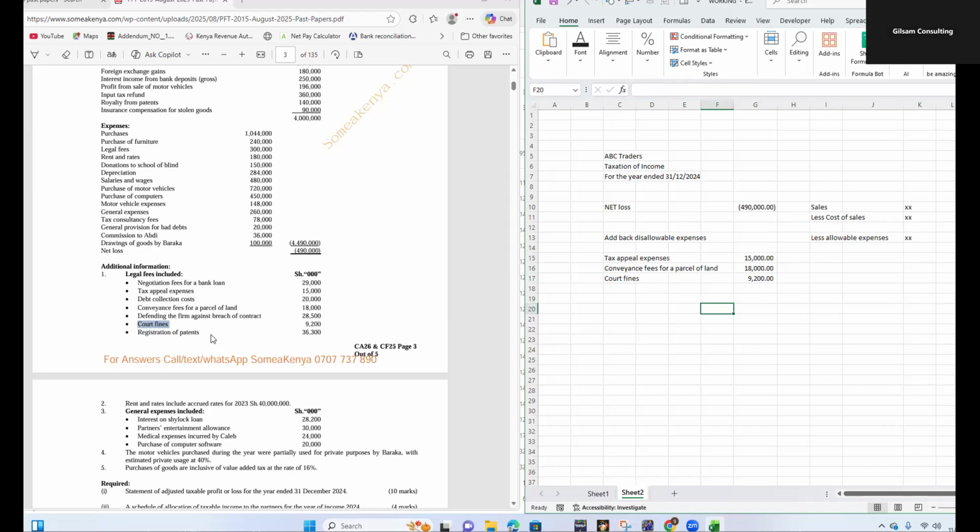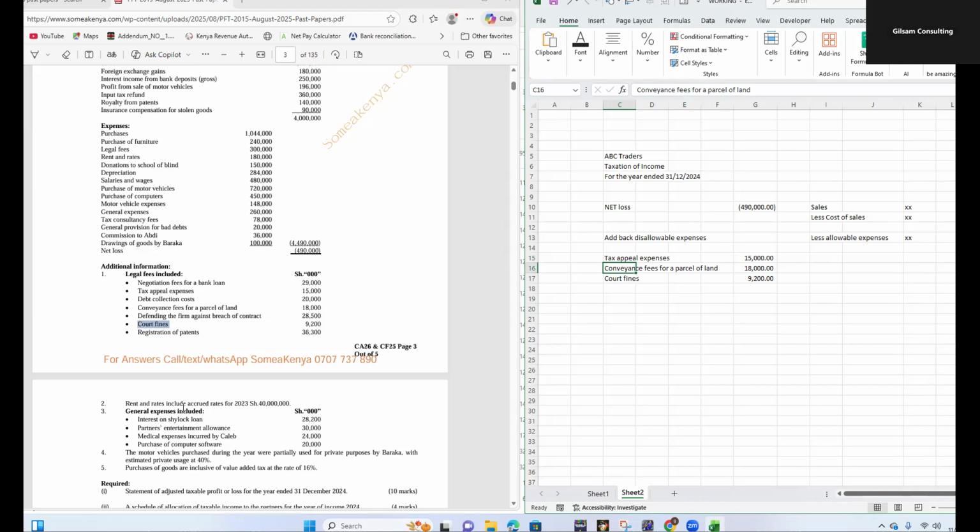9,200, registration of a patent. A patent is something that gives you rights to use your product, so it's allowable. So we are done with note number one of the legal fee. Now we go to note number two.